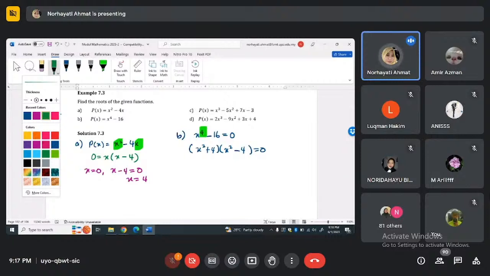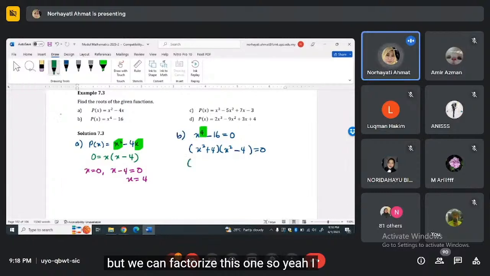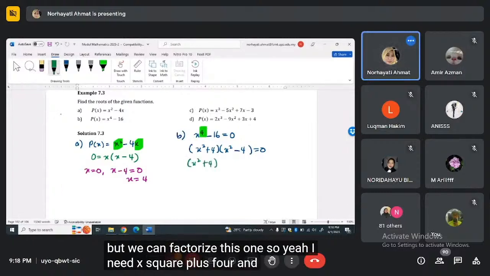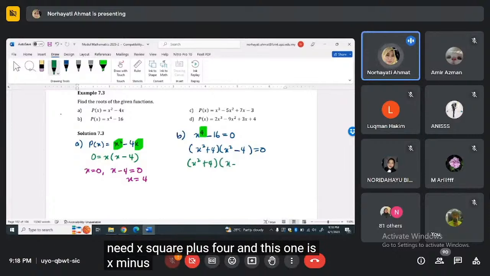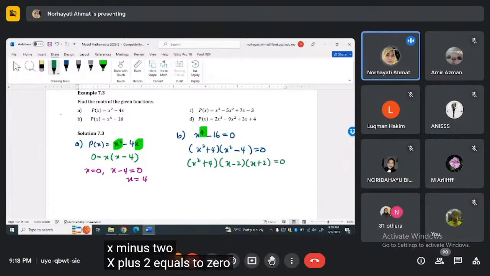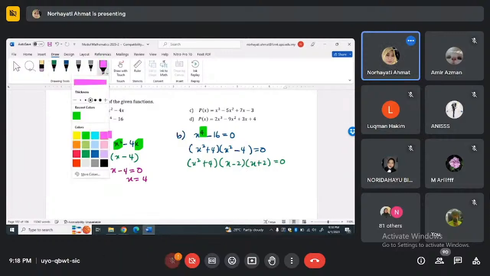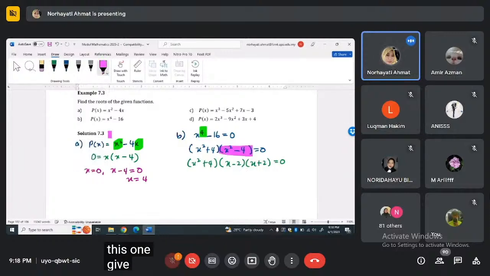Ini boleh factorize tak? Tak boleh kan? But we can factorize this one. So yang ini x square plus 4. And this one is x minus 2, x plus 2 equals to 0. Okay, this one give us this. Okay, yang ni tak boleh factorize.